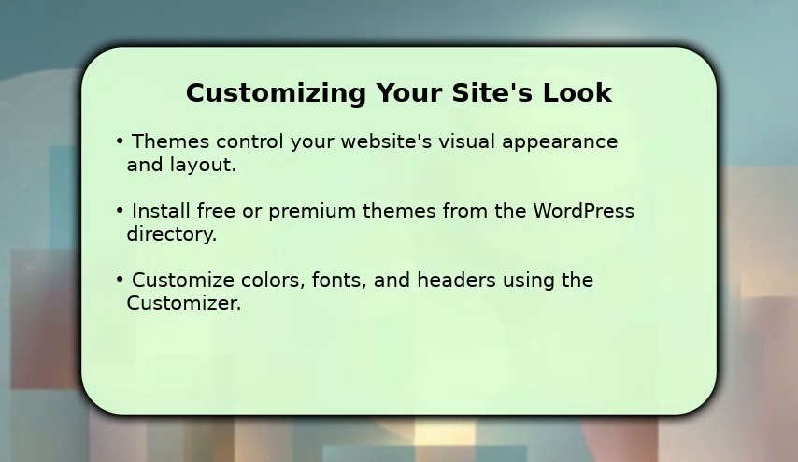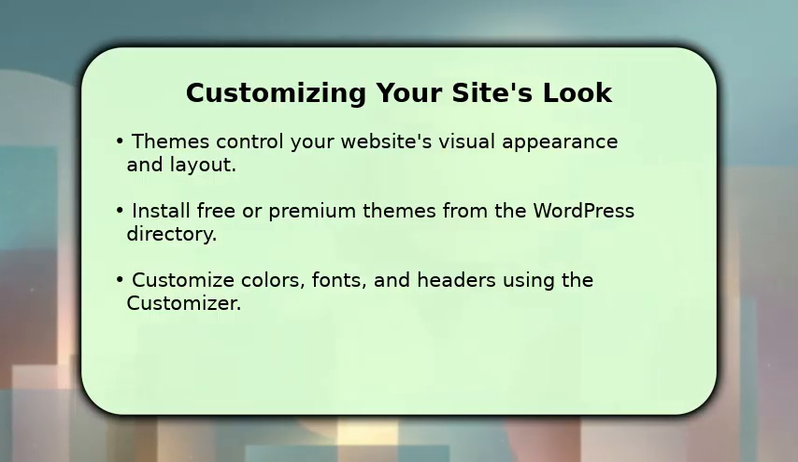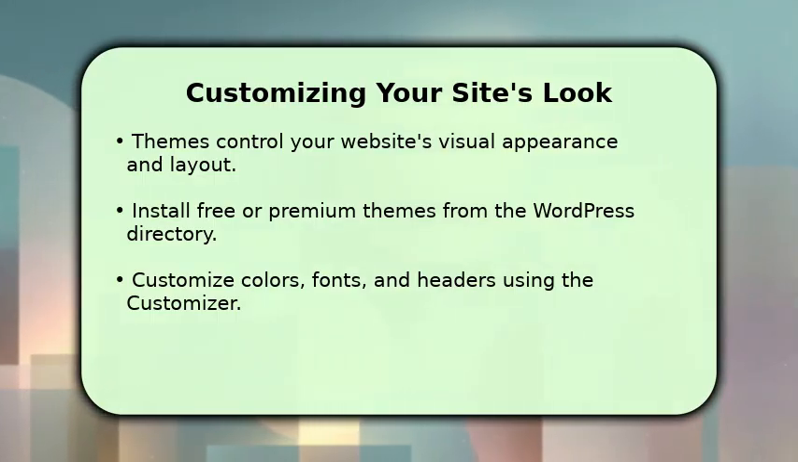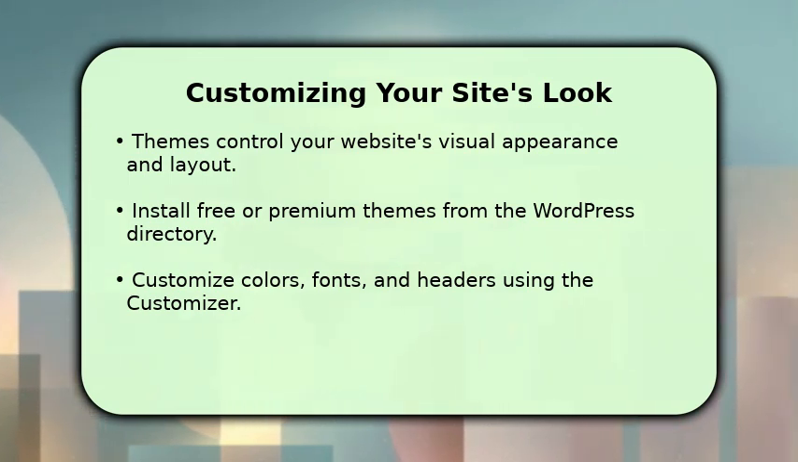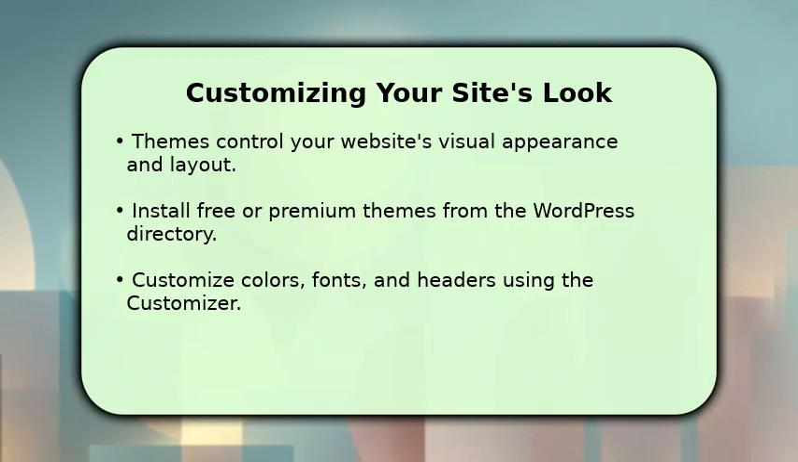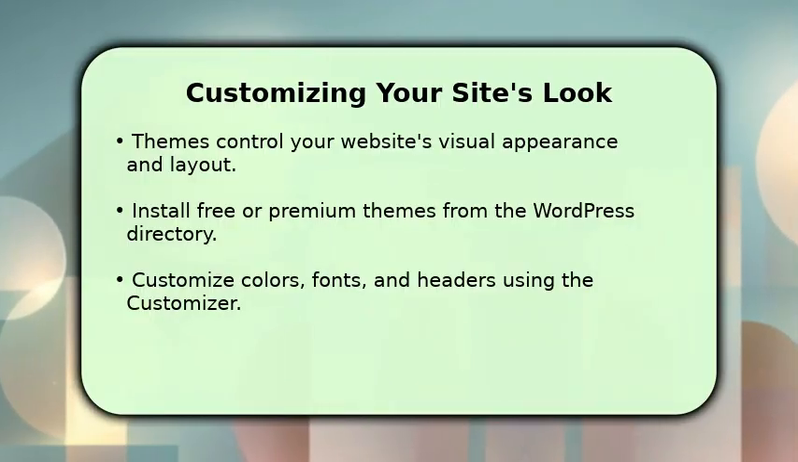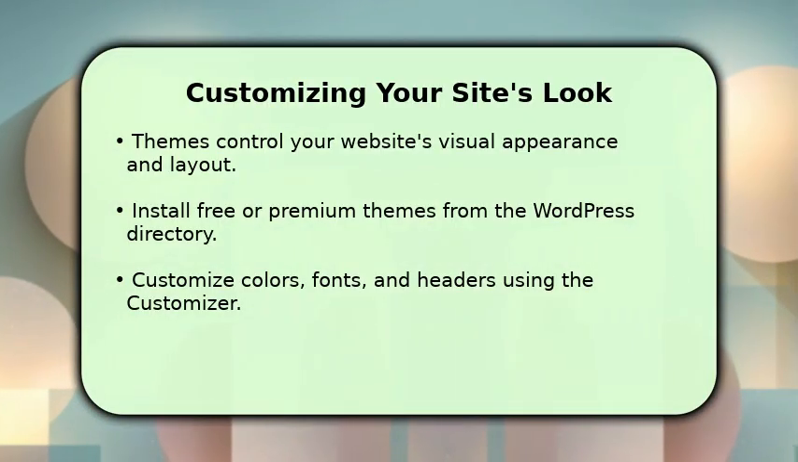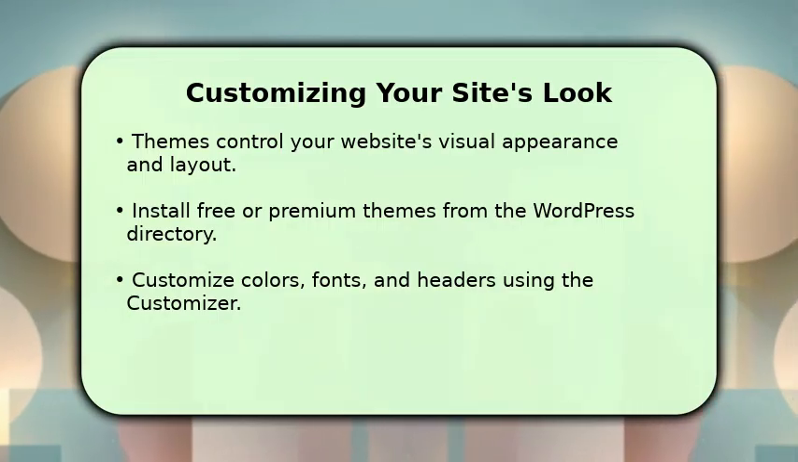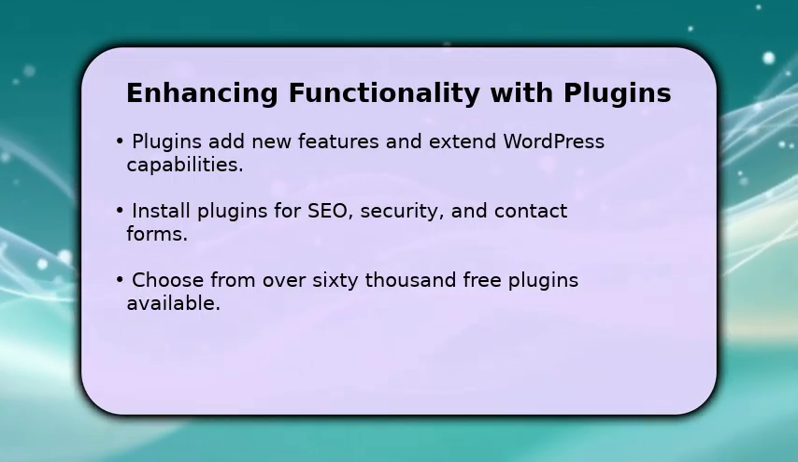Your website's appearance is determined by its theme. WordPress offers thousands of free and premium themes, allowing you to choose a design that perfectly suits your brand. The Customizer tool lets you easily modify colors, fonts, and header images. You can preview all your changes in real time before making them live, ensuring your site looks exactly as you envision. Plugins are powerful tools that extend your WordPress site's functionality.